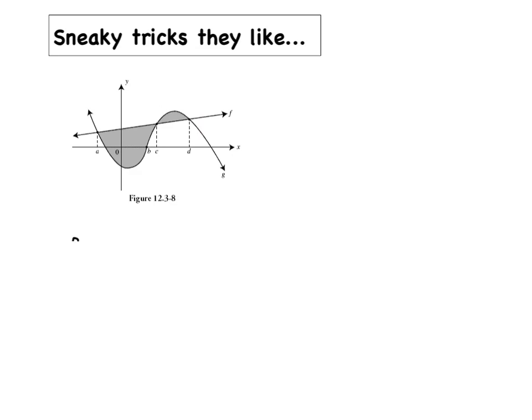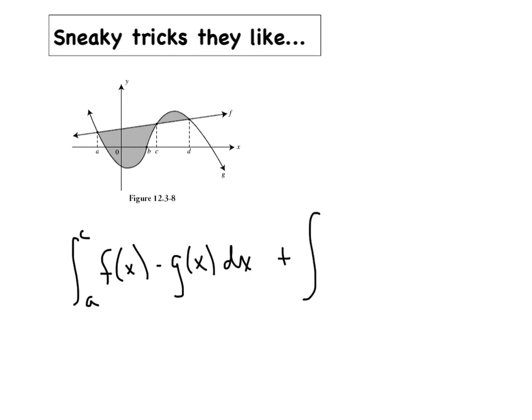The first integral would be from a to c, and I would do f, which is the linear function, minus g, which is the cubic function, plus all the area starting at c until I hit d. And this integral would say g of x minus f of x. In this particular case, there's no way to shorten this one up. Expressing it as the sum of two integrals would be the most concise way to do it.